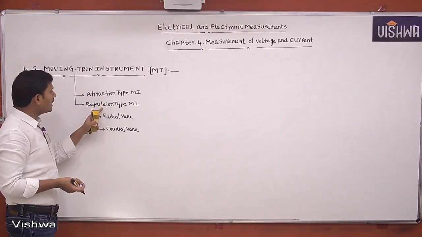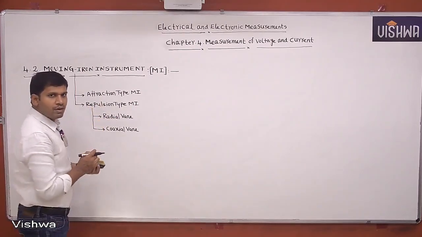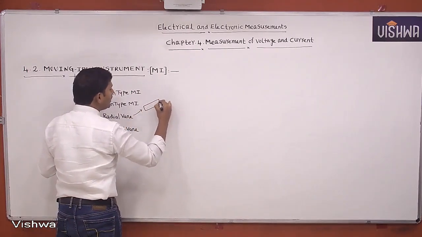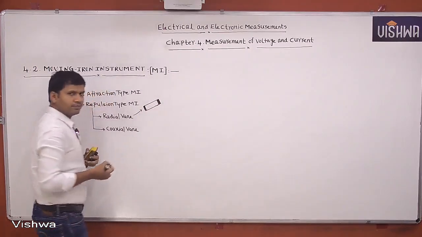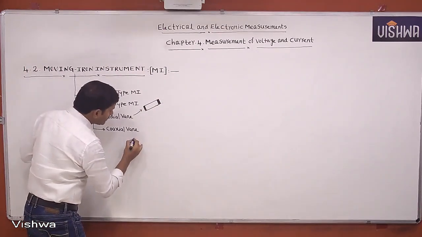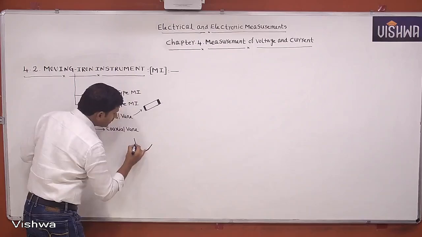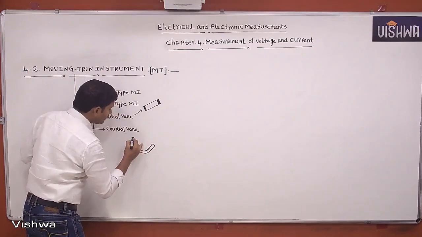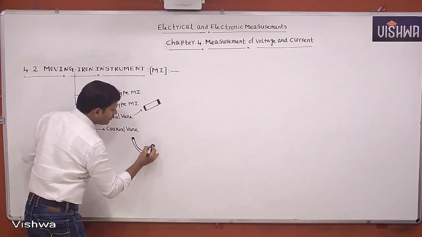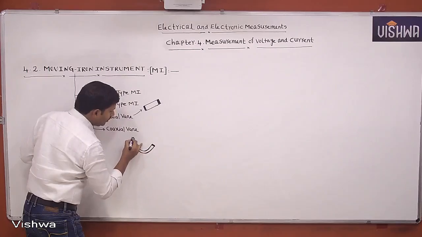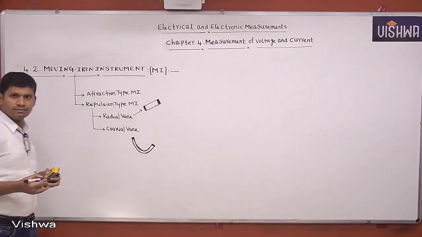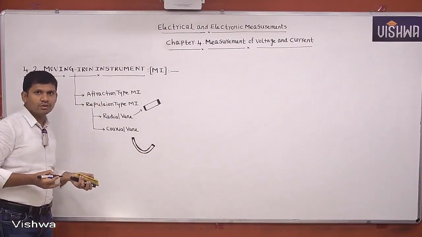Attraction type, repulsion type, again based on the shape of the iron piece. Radial vane means the shape of the iron piece used in the instrument is like this, then it is nothing but a radial vane. Coaxial vane means if the shape of the iron piece is like this, then it is nothing but a coaxial vane type instrument.